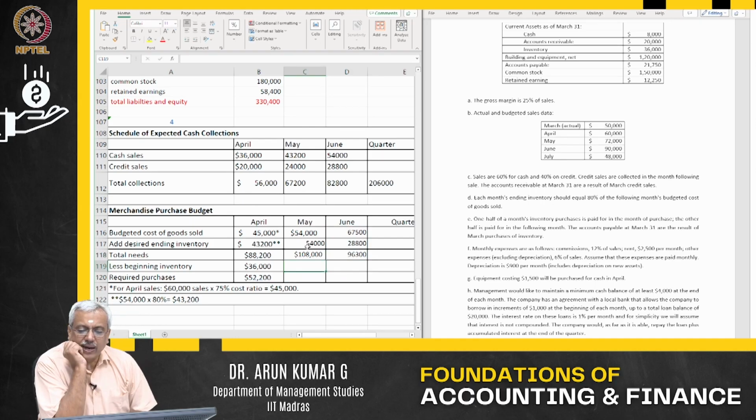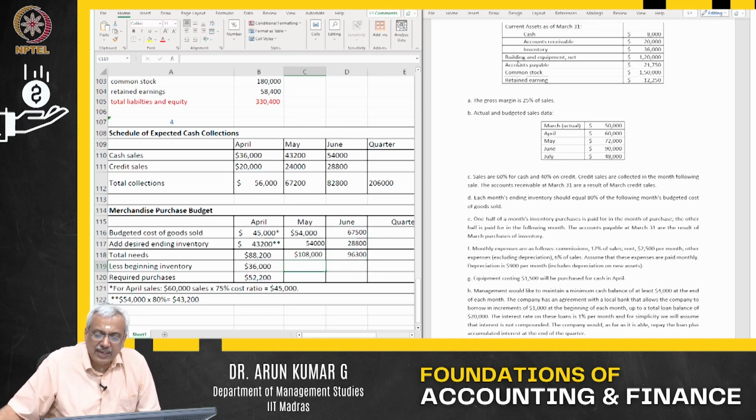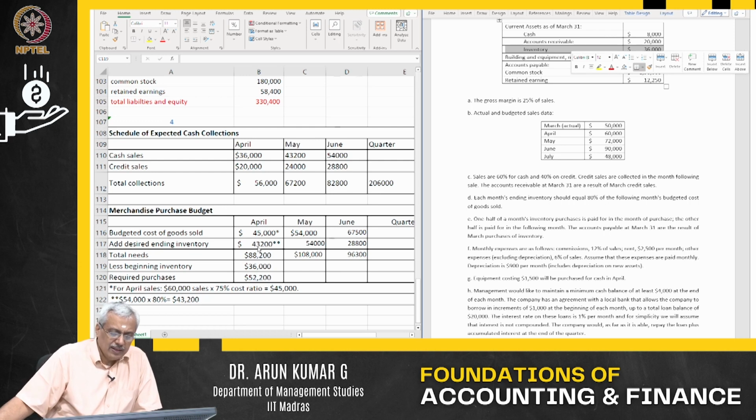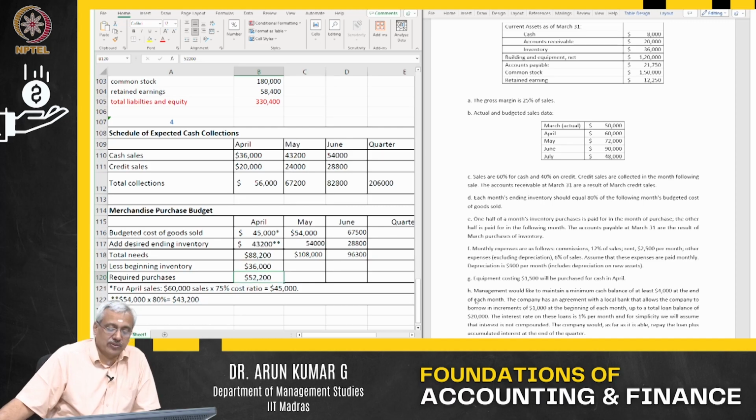If I look at my inventory out here, it is 36,000. This is the need, 88,200 is the need. I already have 36,000. I have to purchase only 52,400. Whereas in this month, what is the beginning inventory? Beginning inventory is the ending inventory of the month of April. That is the beginning inventory out here.